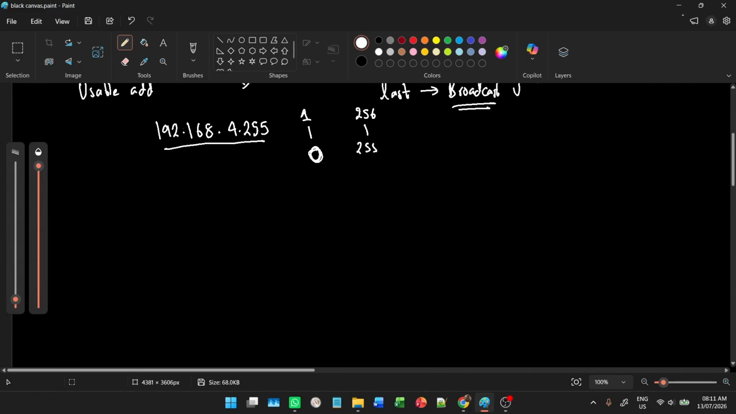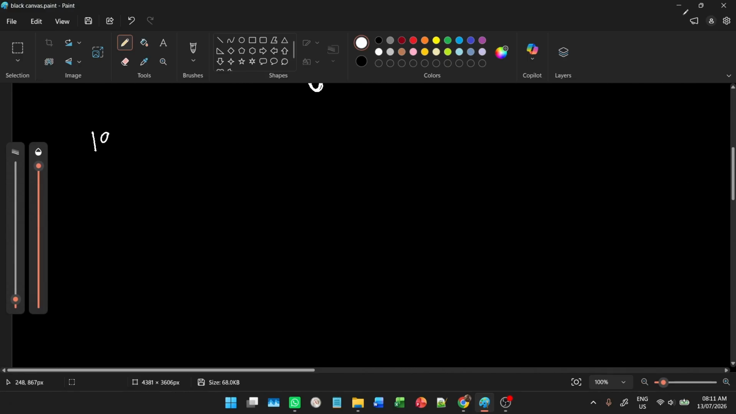Now that is for /24. What if they give you something like this? 192.168.4.0/27. Well, if they give you something like this, the first thing which you must do is subtract 27 from 32. That's going to give you a 5, right? So then you go 2 to the power 5, which is going to give you 32, right?